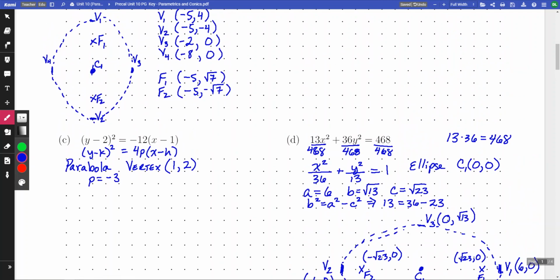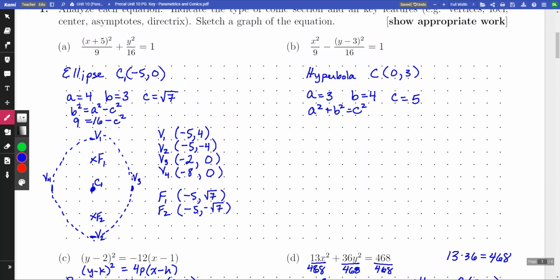Now let's have a look at my hyperbola. For the hyperbola, I know where my center is. My center is at 0, 3. So I'm just going to come over here and say, okay, here is my center, and we'll label that C1. Now, for my hyperbola, in the x direction, I need to move 3 units. So 1, 2, 3, and that is going to be a vertex. And then 1, 2, 3 in the other direction, I'm going to have a vertex there as well. I'll say that this is vertex 1, and that is vertex 2.